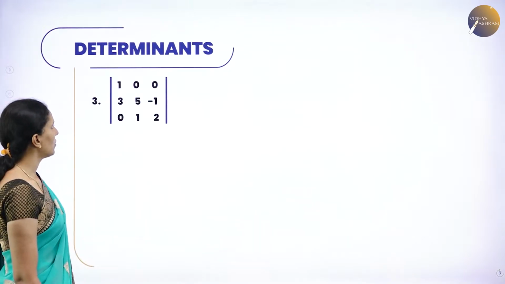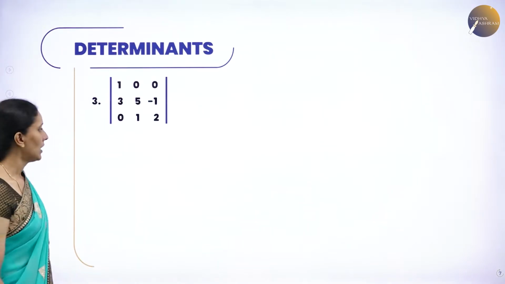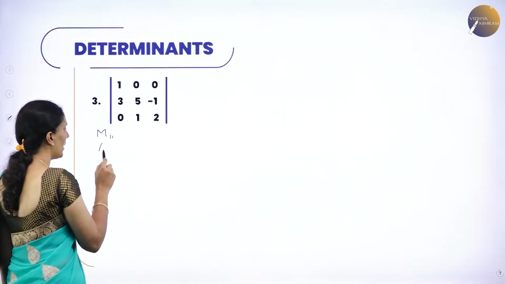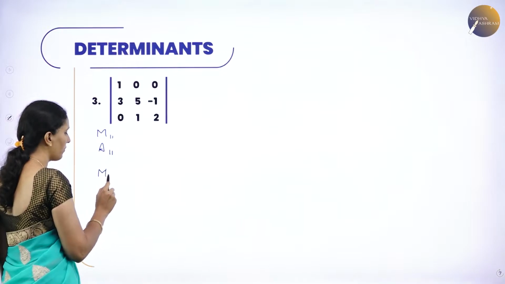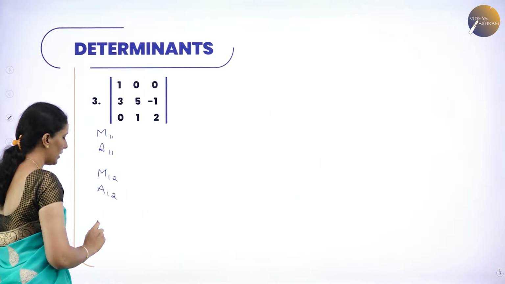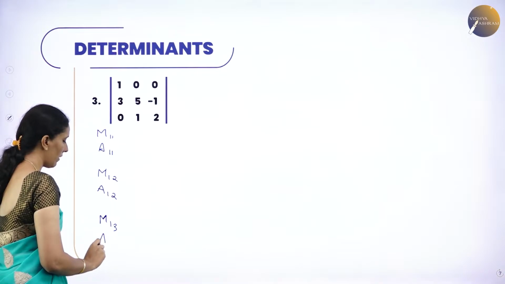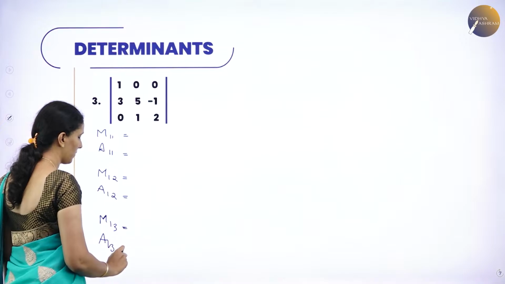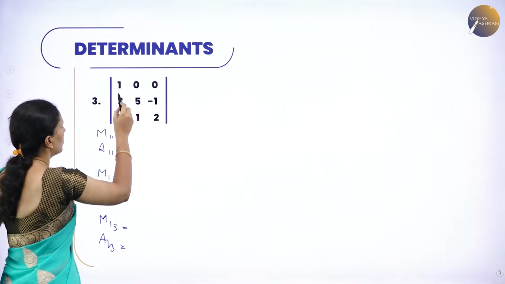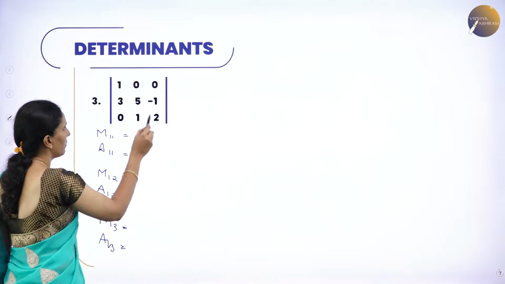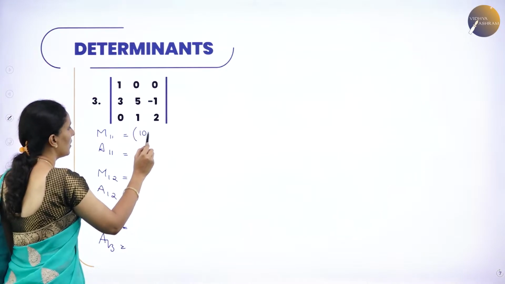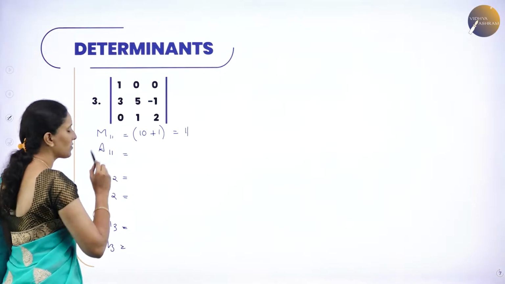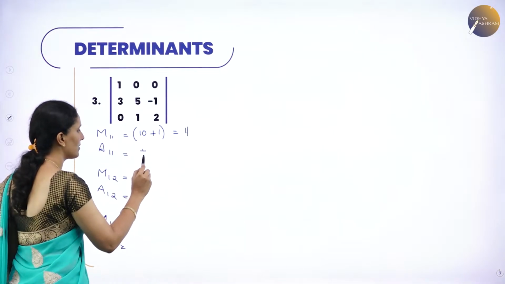Next we have the determinant 1 0 0, 3 5 -1, 0 1 2. Let's write M11, and below that I'll write A11. Next I'll write M12, A12. Next M13, A13. So first let us find these. Minor of 1: delete the row and column containing 1. We have 5 2s are 10 minus (-1) into 1 is plus 1. So it is 11. 1 plus 1 is 2, so it is positive. So the answer is plus 11.